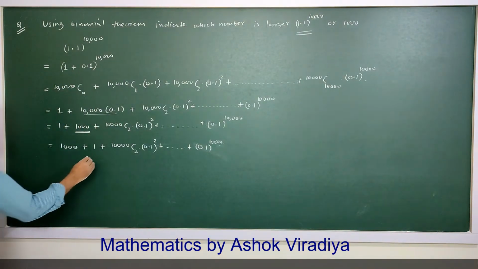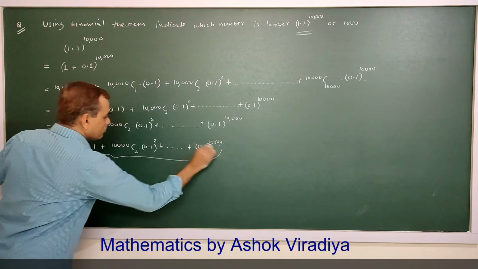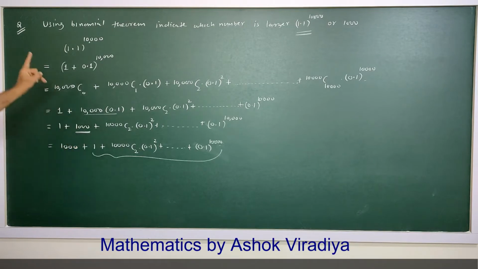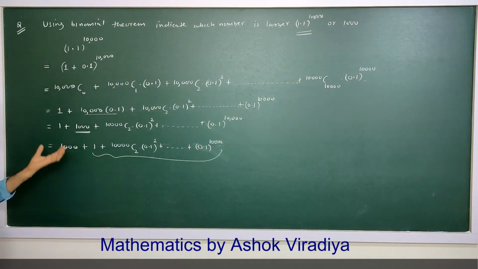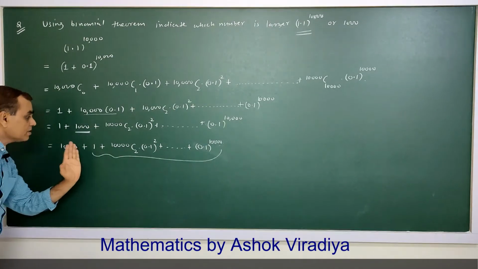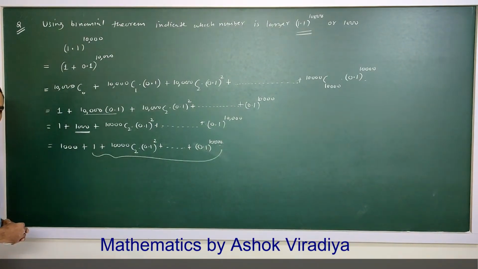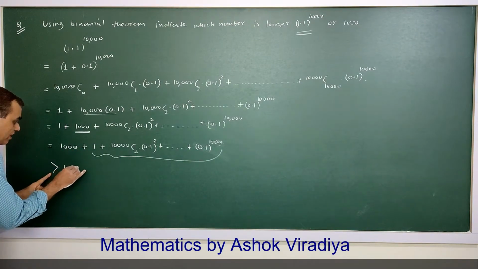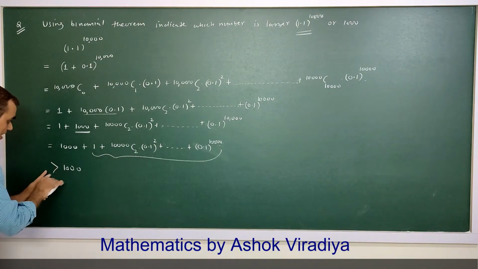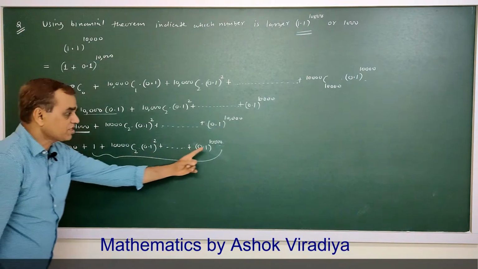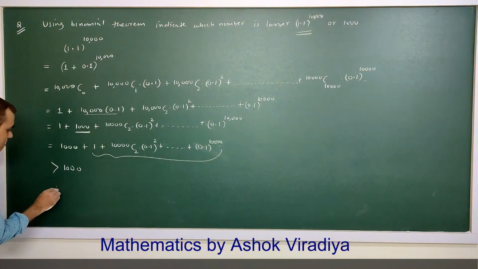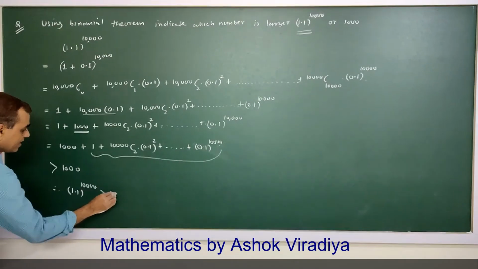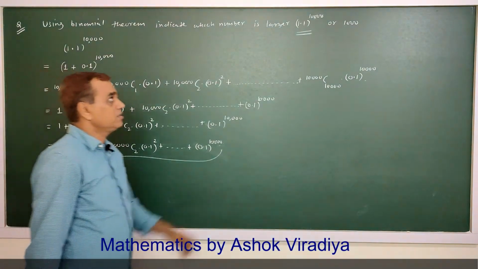Now look, this is completely positive. It is a positive value. So 1.1 raised to 10,000 is 1000 plus something. So this value is more than 1000 because this part is positive. Therefore, 1.1 raised to 10,000 is greater than 1000. This is larger.